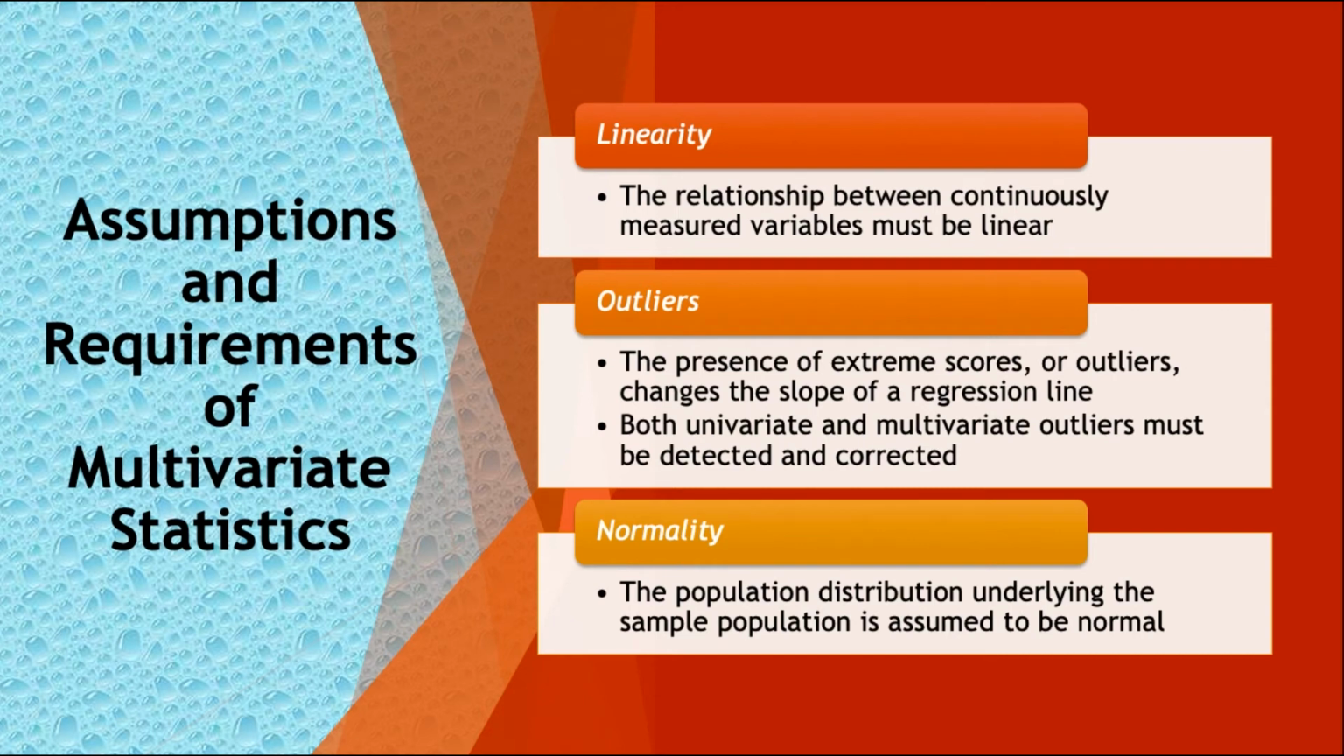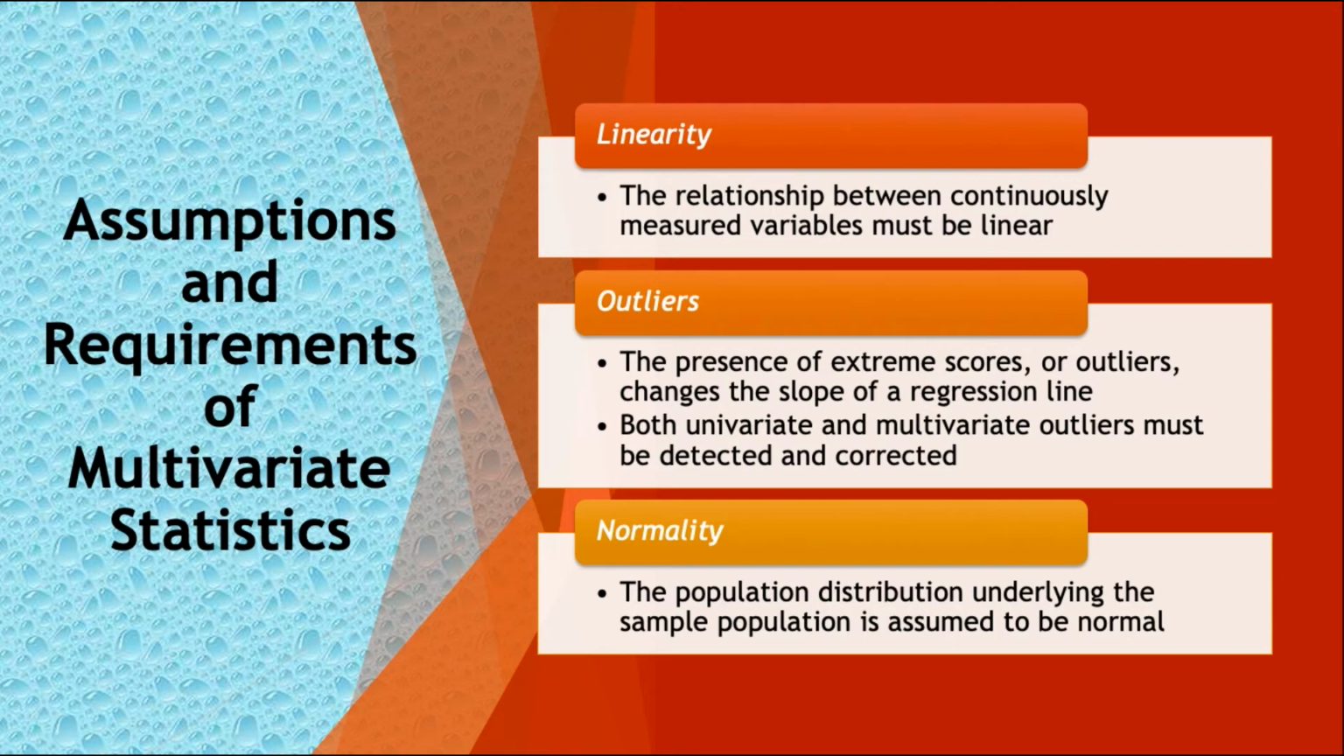So what are the assumptions and requirements of multivariate statistics? Before using multivariate statistics, you must check to see that your data meet the assumptions and requirements underlying the statistic to be used. These assumptions include linearity, normality, and homoscedasticity or heteroscedasticity. In addition, you must evaluate your data for the presence of outliers and measurement error, and for sufficient sample size. We start with linearity.